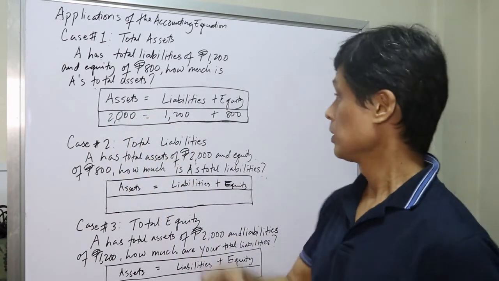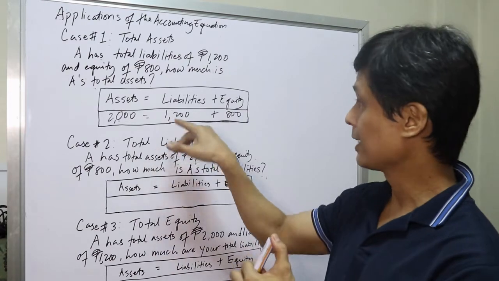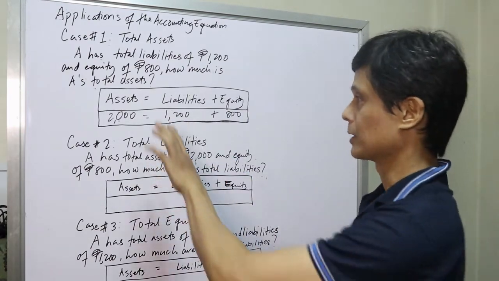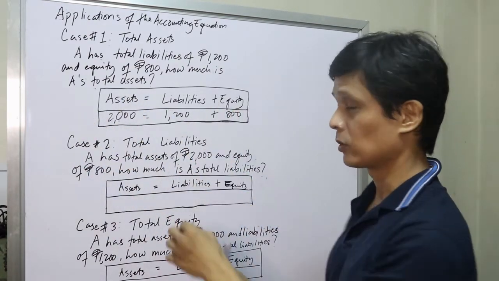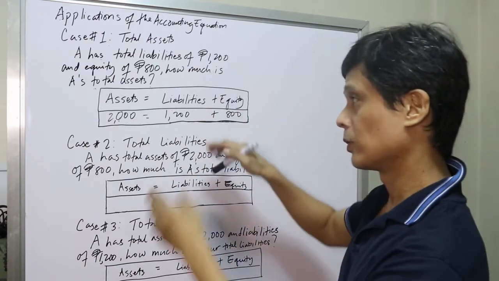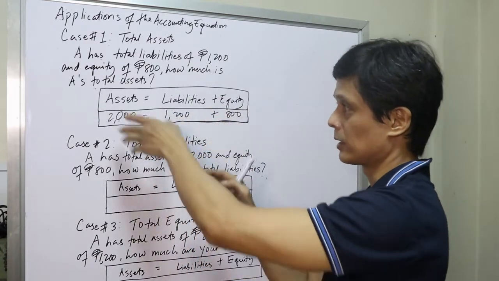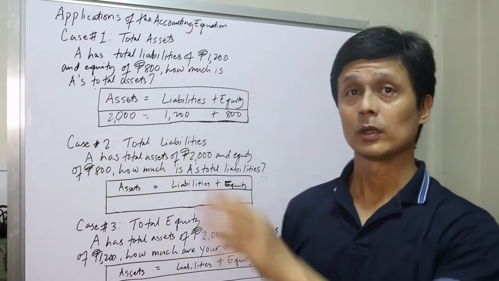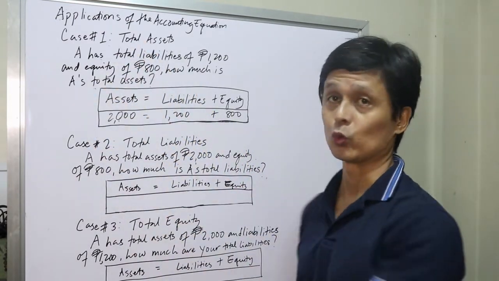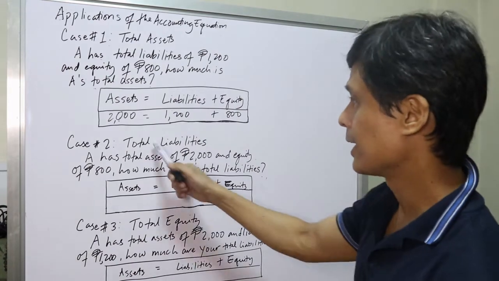There. Okay, so laging equal yan. It should not be mas mataas lagi to or mas mataas lagi to. It should be equal. Whether yung distribution nila hindi pantay pero yung kabuuan is total of this. The right side should be total of the left side. So let's take up another case.